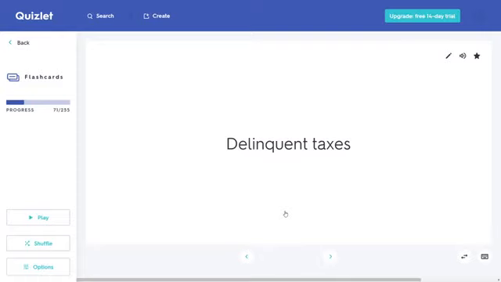Okay, so delinquent taxes. What is that? That's just overdue taxes. Why is this important to know? Well, when people foreclose and when there's overdue taxes or delinquent taxes, this stuff shows up, and it's super important that you're familiar with the terms so that you sound intelligent as well as are familiar with it for the real estate exam.